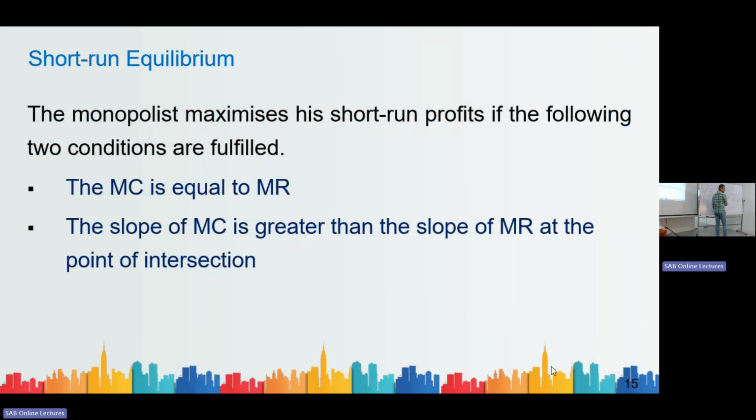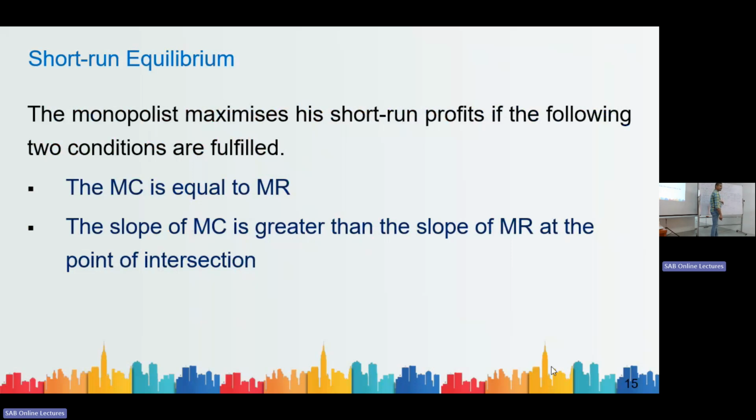MR is simply the slope of TR. MC is simply the slope of TC. To find MR, we differentiated TR with respect to Q. That means to find the slope of TR, which is MR, we have to differentiate TR with respect to Q.